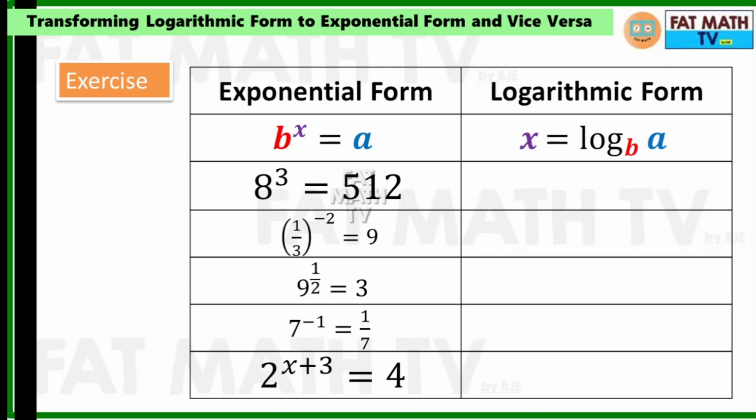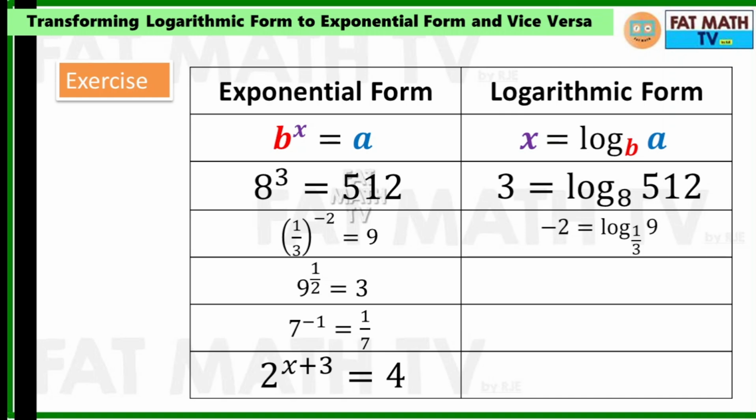Okay, the answer for number 1 is 3 equals logarithm of 512 to the base 8. If you wrote logarithm of 512 to the base 8 first on the left side and then 3 on the right side, that is still correct. The second one, we have negative 2, which is the exponent, equals logarithm of 9 to the base 1/3.